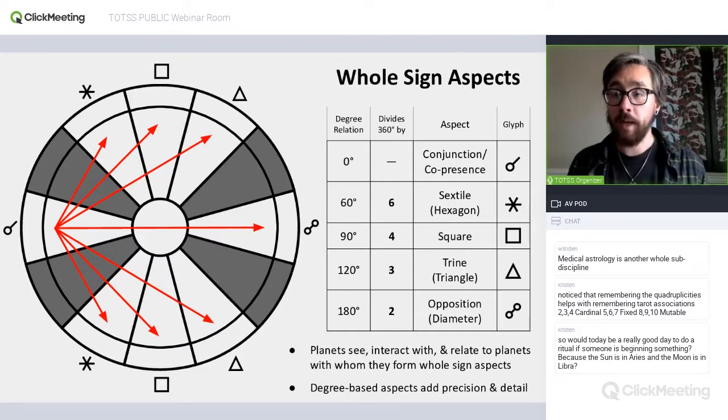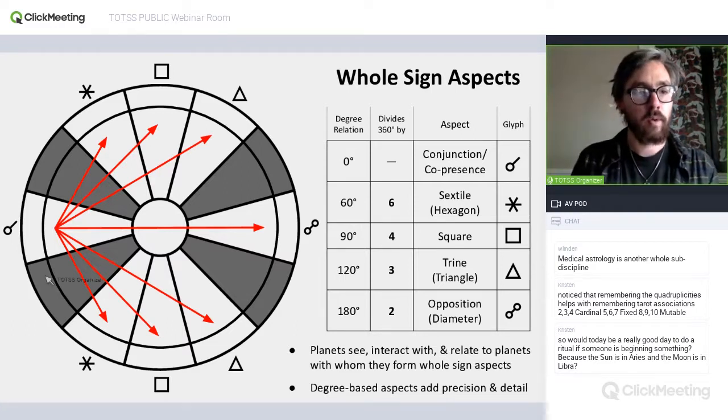And then 360 divided by 120, that's 3, right? So that's the trine or triangle relationship, and its glyph is just a triangle. And then finally, we have the 180-degree relationship, which divides 360 by 2, and that's what we call the opposition, or classically was called the diameter. Right, so we can see that this sign here is sextile to this sign, square to this sign, trine to this sign, opposite this sign, trine, square, and sextile again.